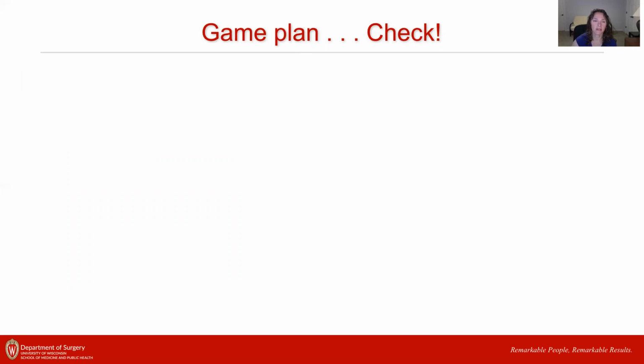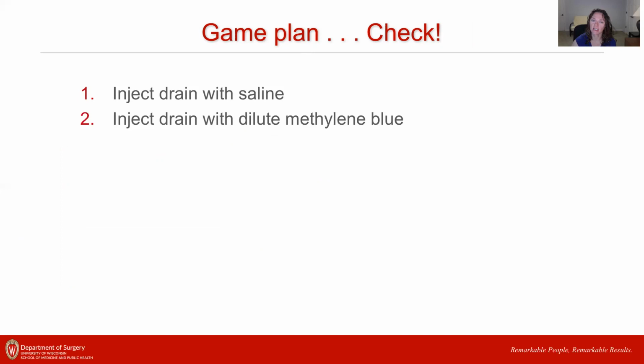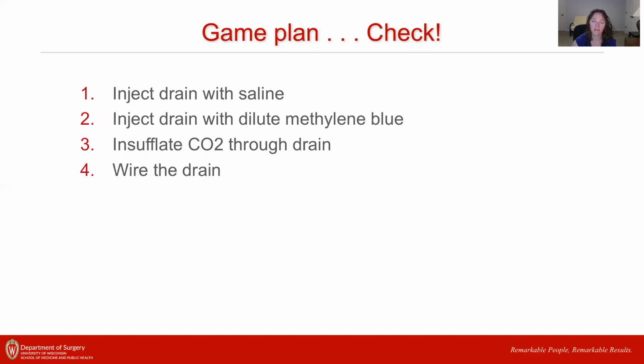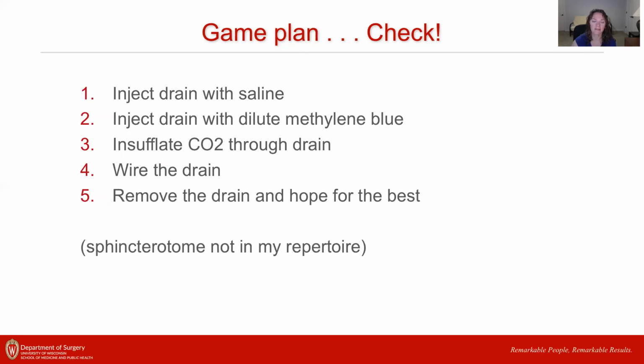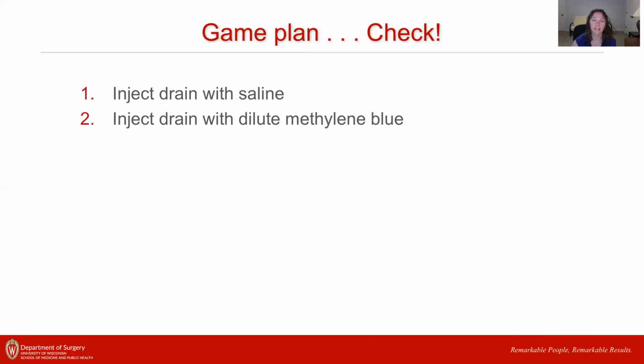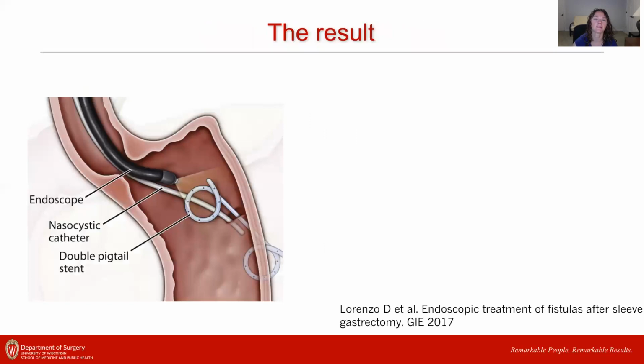So what this did for me was it gave me a game plan of what I was going to do when I went in there. So I elected to have a plan: start with saline, then inject with methylene blue, then insufflate through the drain, then wire the drain, and finally, if all else failed, just take the drain out and hope for the best. The sphincterotome is not something that I can do. Ultimately, in the OR, all I had to do was steps 1 and 2. It was really nice, though, to have several backup plans for if that did not work.